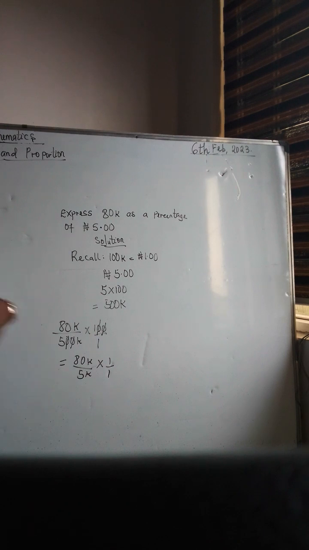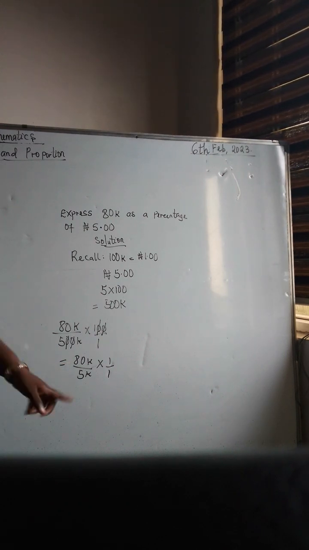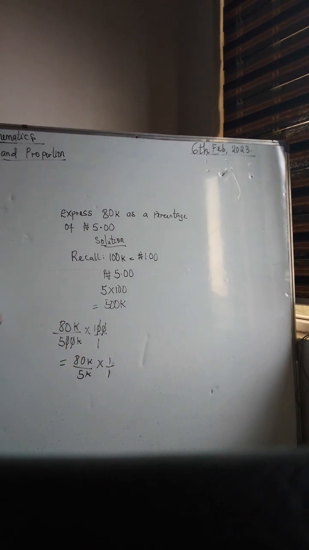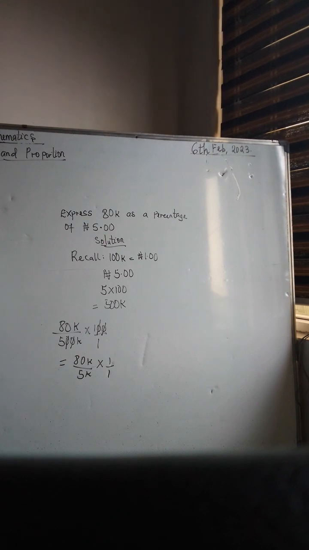5 is a fact. 5 can go into itself exactly without a remainder, and 5 can also, at the same time, go into 80. So what are we going to say? We are going to say that 5 is a factor common to the numerator and the denominator. Do you understand what I've just said?